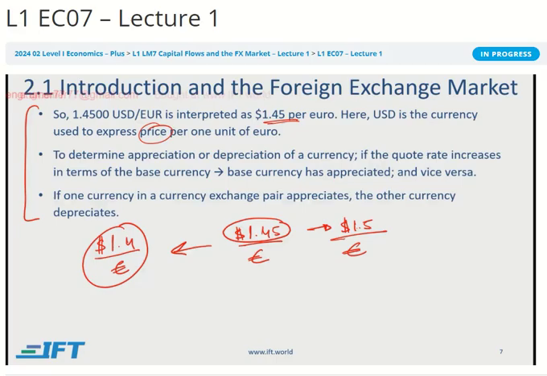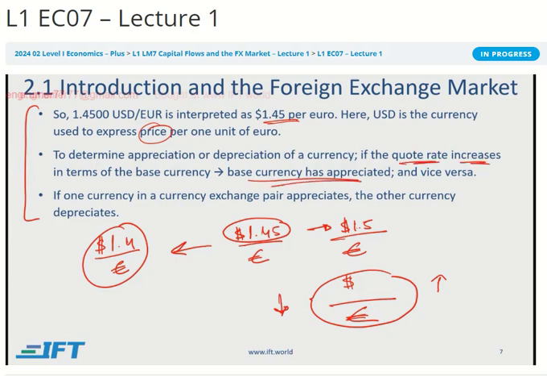Easy way to remember this: whichever is in the base currency, that is the currency that we are talking about. The price currency could be anything. But if this quote is going up overall, number wise, then it is the base currency which is getting strong. And if this quote is coming down, then it is the base currency which is getting weak. And that is what is written here. If the quote rate increases, base currency has appreciated.